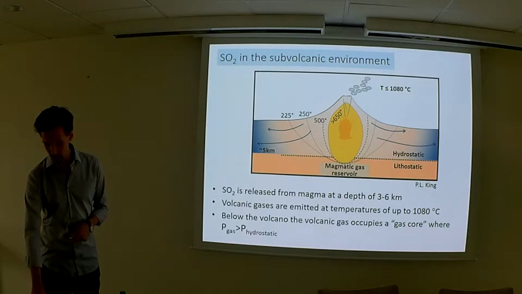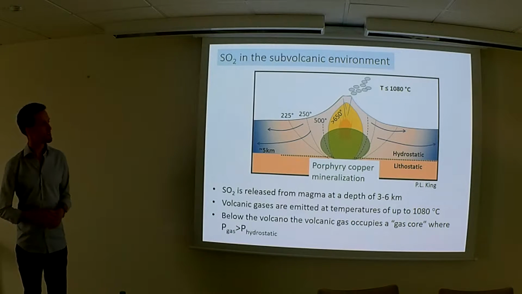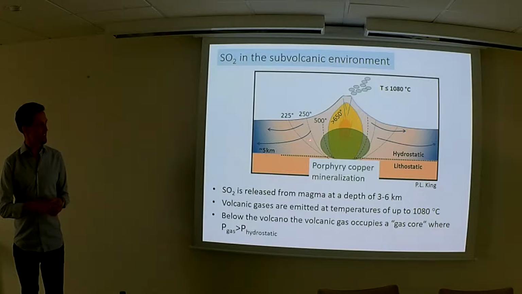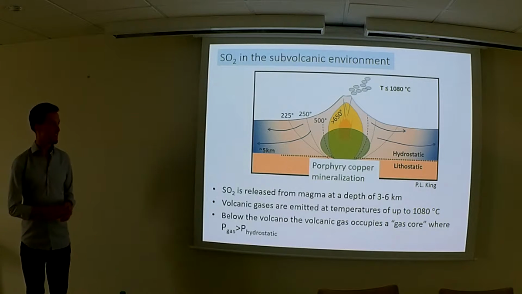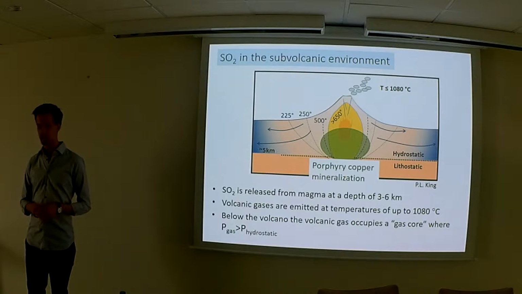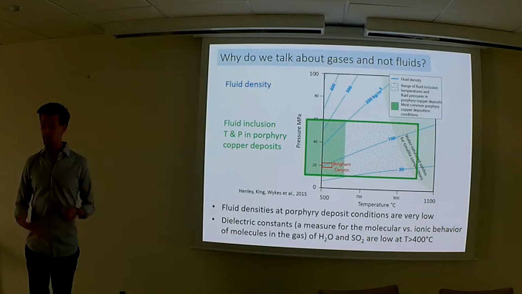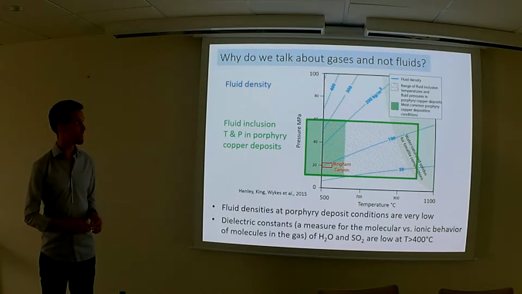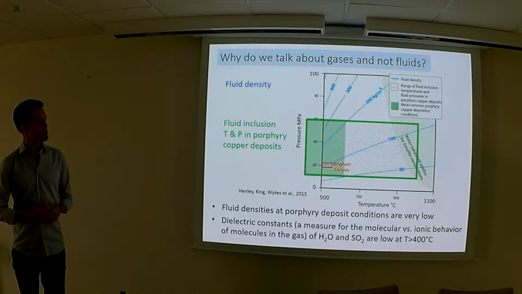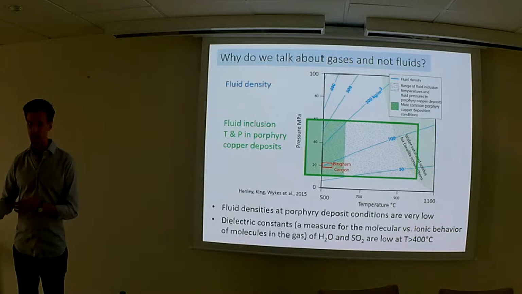Coming from Australia, you always have to talk at least a little bit about mining relevant topics. So incidentally, this pressure temperature area in subvolcanic environments where we have this high temperature volcanic gas is where we form porphyry copper deposits. Why do we talk about gases under these conditions, or at least low density fluids? Is because those fluids actually behave more like a gas than a fluid.